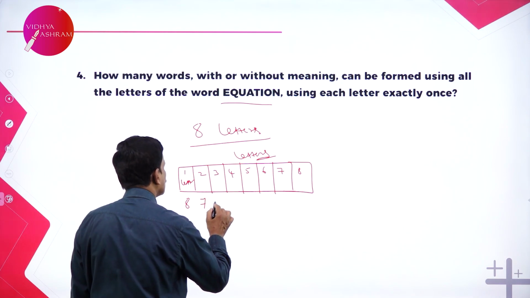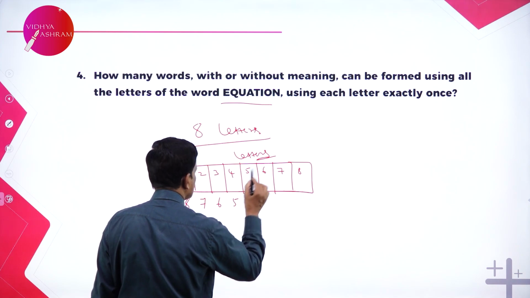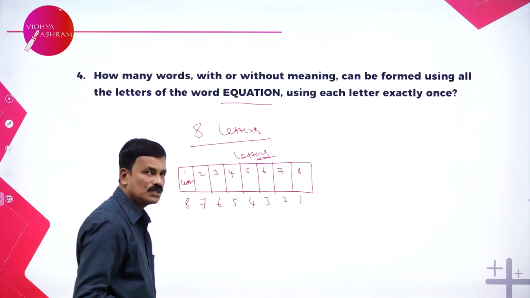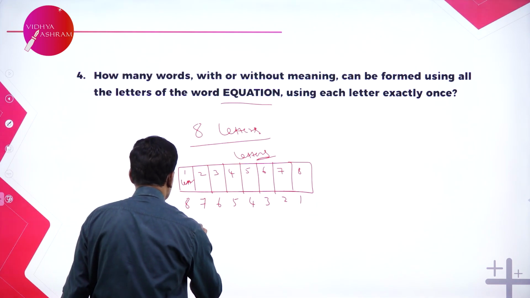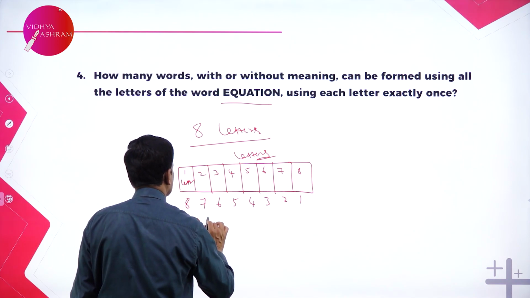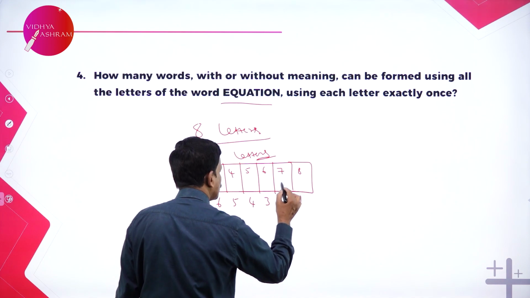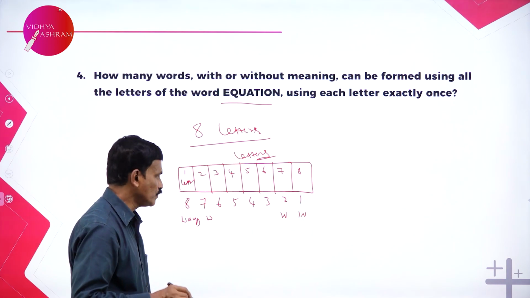Similarly, the third letter can be chosen in 6 ways and the fourth letter in 5 ways. Next 4, 3, 2 and 1. So the first letter can be chosen in 8 ways, the second letter in 7 ways and so on. The seventh letter can be chosen in 2 ways and the last letter in 1 way.